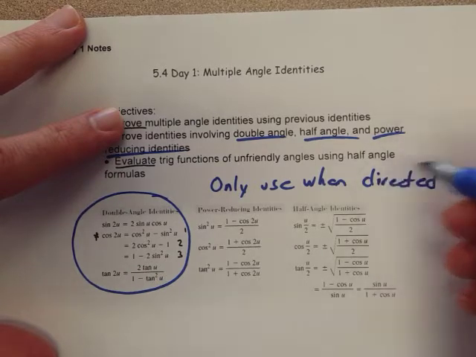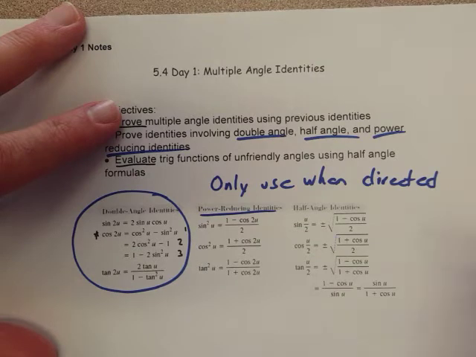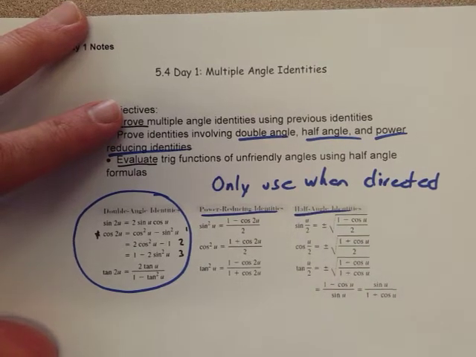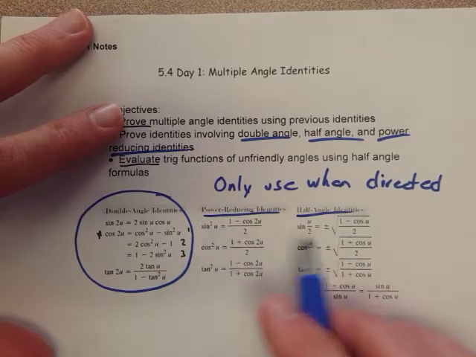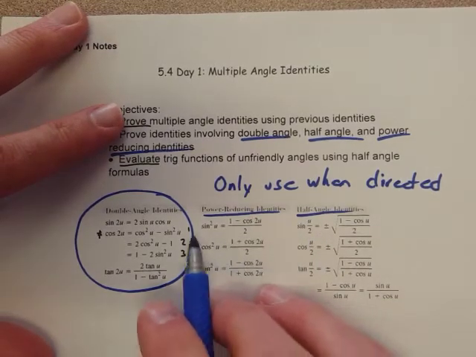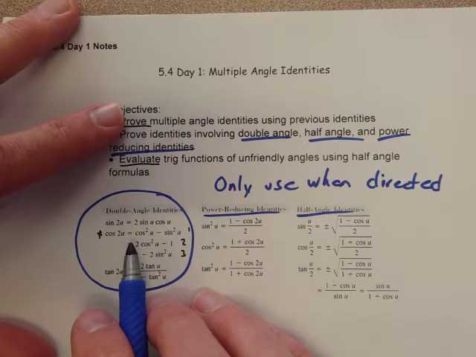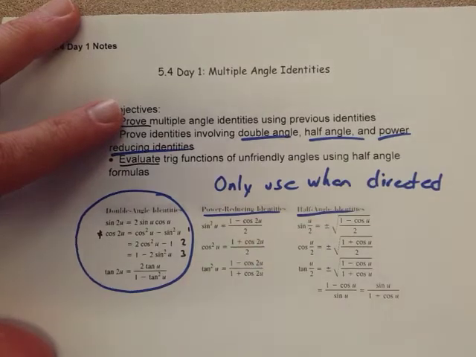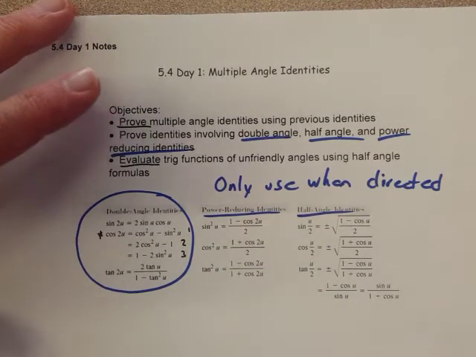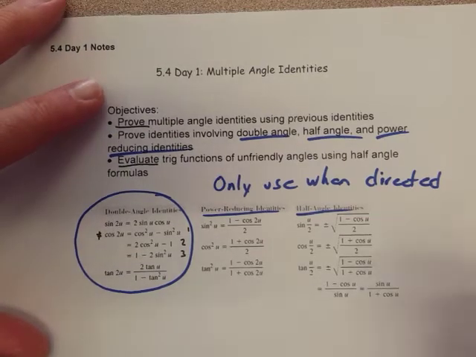So if a problem says to use a power reducing, do it. If it says to use a half angle formula, do it. But if it doesn't say either one of those, please avoid these at all costs. We want to use the double angles whenever, or the basic ones like we've been doing up to this point: sum and difference identities, reciprocal, quotient, all those things, Pythagorean.